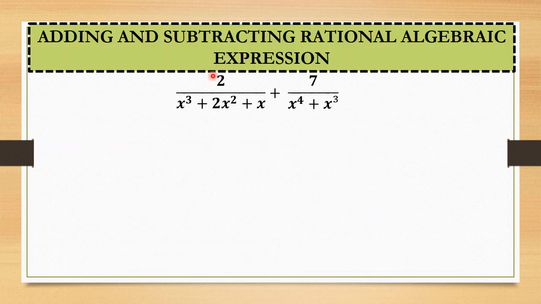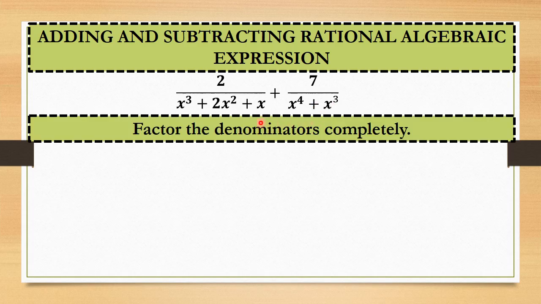Next, 2 over or divided by x cubed plus 2x squared plus x, plus 7 divided by x to the 4th plus x cubed. Okay, let us first factor the denominators completely. We have x cubed plus 2x squared plus x. So, ano yung greatest common factor ng x cubed, 2x squared, and x? So, common monomial factor nila ay x.